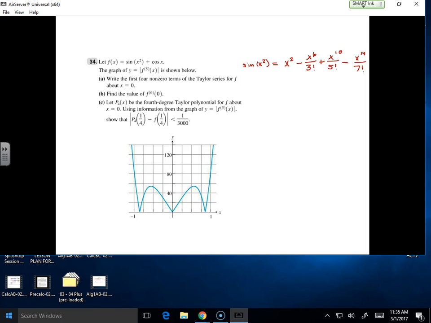Okay, so that's sine of x squared, that's great. Who's cosine of x? It's even, which means Maclaurin. It is x squared over 2 factorial plus x to the 4th over 4 factorial. Cosine's alternating too, right guys? Yes.